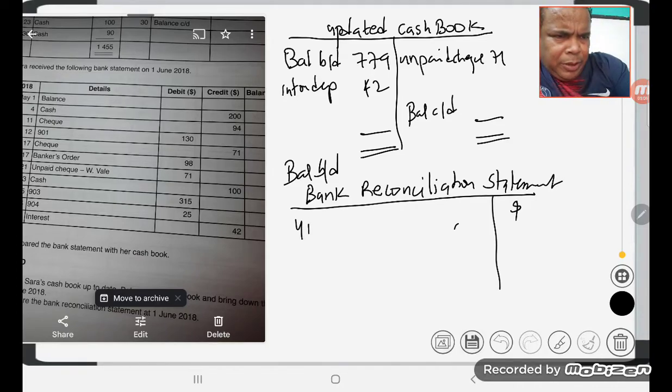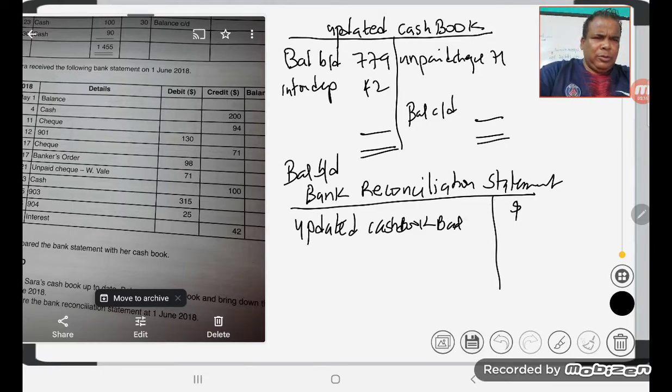We will start with the updated cash book balance. We will have to add these two balances. We will have 779. We have to add 42, this will give us 821. We have to less 71. This will give us 750.